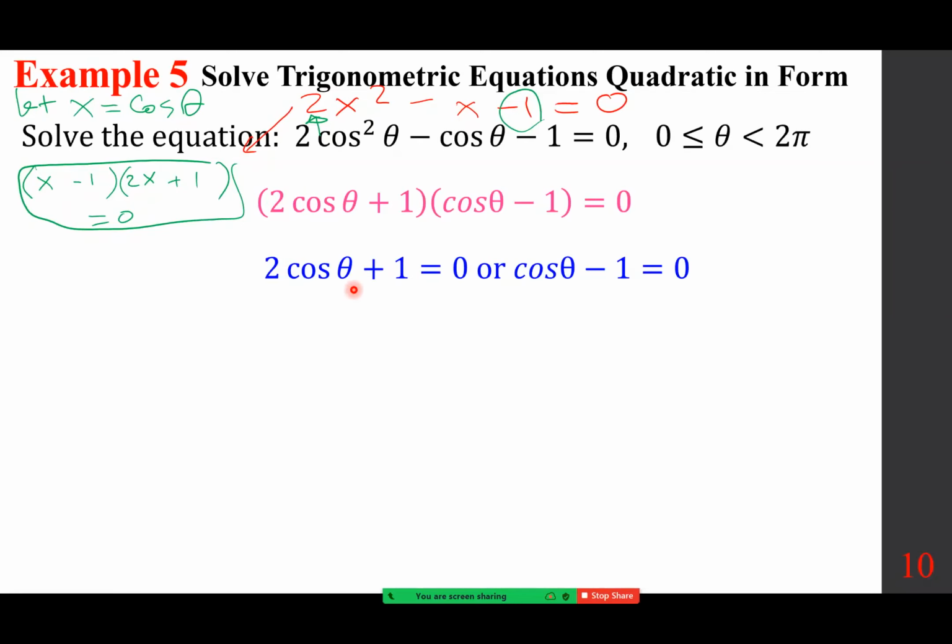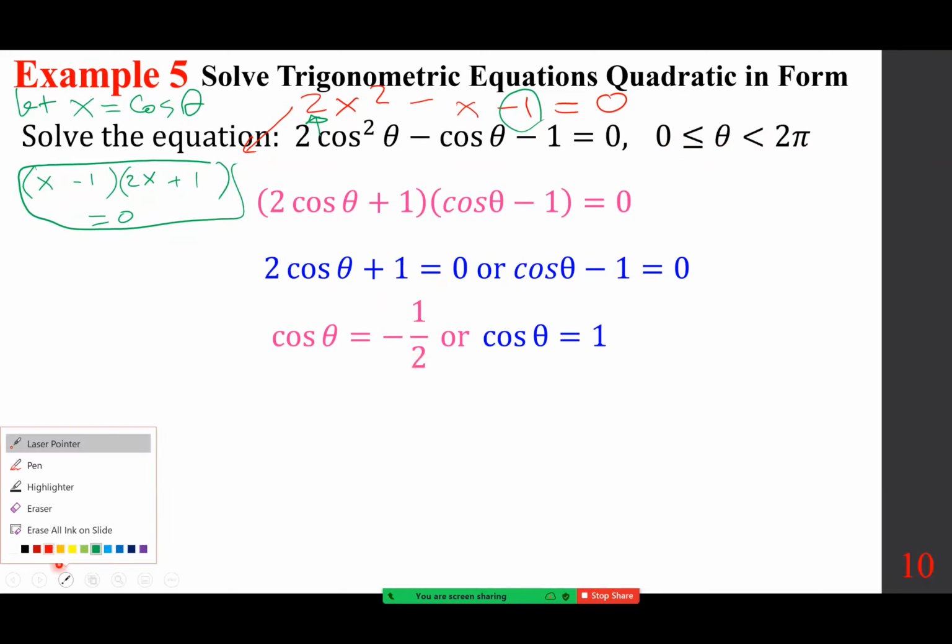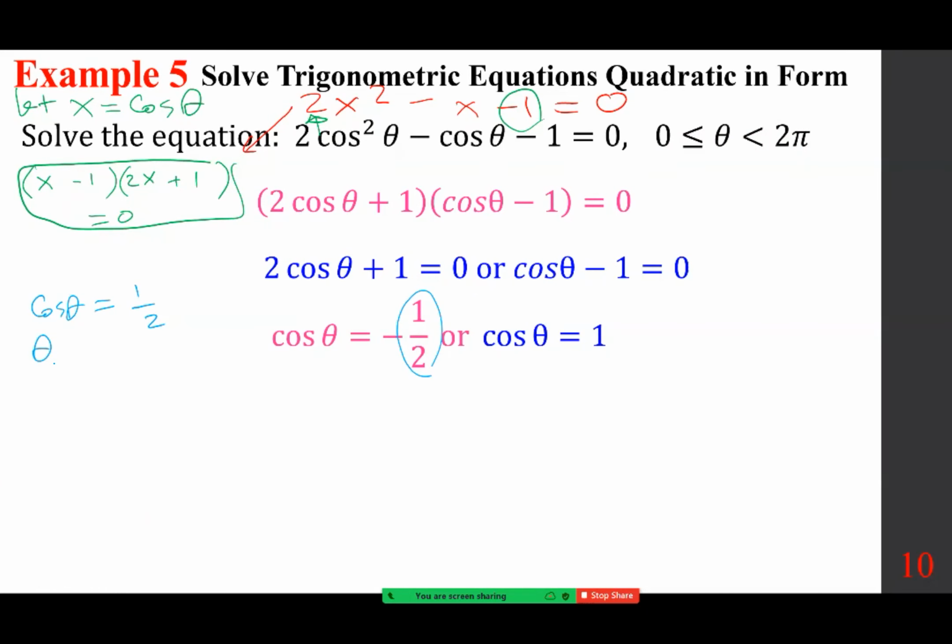This means cosine theta is -1/2. I assume everybody has an easy time solving that. This means cosine theta is 1. We go back and we need only from 0 to 2 pi. So again, just to make sure we can handle this, if you look at 1/2 and find the reference arc. If I just look at cosine theta equals 1/2, the reference arc is pi over 3.